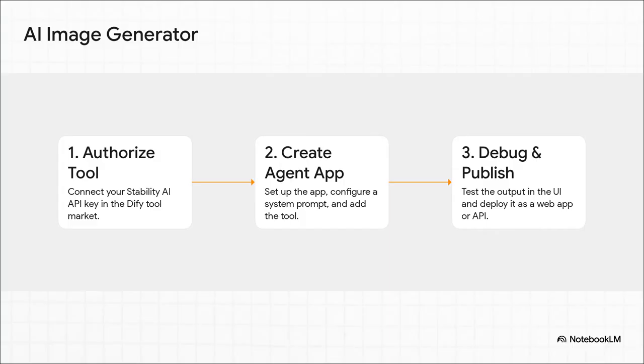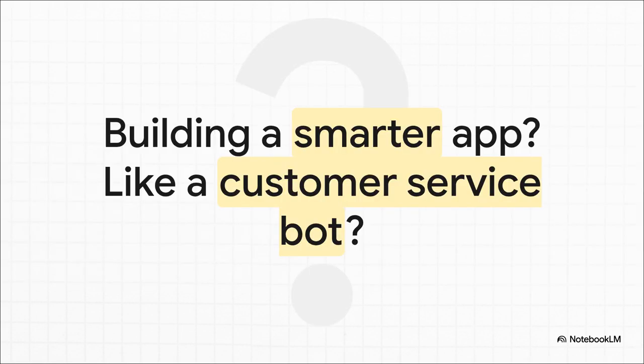Okay, example 1, an AI image generator. With Dify, this is almost ridiculously easy. It's just 3 steps. First, you connect it to a tool like Stability AI, basically just by pasting in an API key. Second, you make a new agent app and write a quick prompt telling it what to do. And third, you test it right there and hit publish. And you're done. Seriously, from just an idea to a working app you can share in minutes. It's that fast.